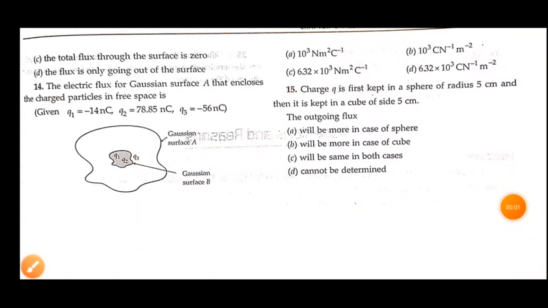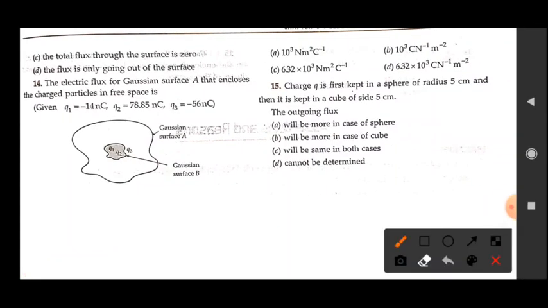Next question: a charge q is first kept in a sphere of radius 5 centimeter, and then it is kept in a cube of side 5 centimeter. So we have to say the answer for the outgoing flux. The first option is: it will be more in the case of the sphere; second, it will be more in the case of the cube; third, it will be the same in both cases; and fourth, it cannot be determined.